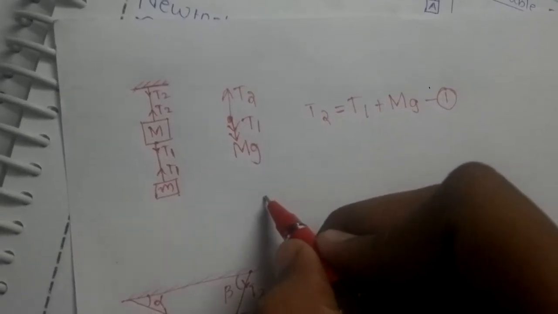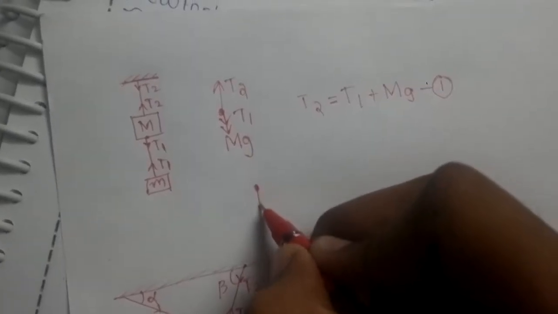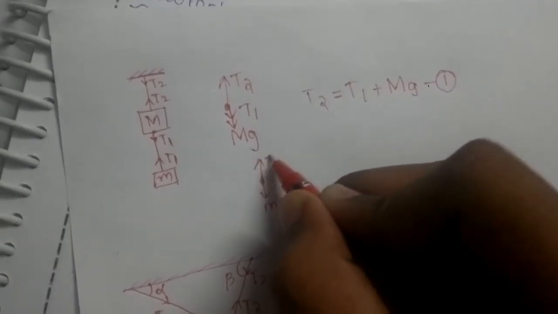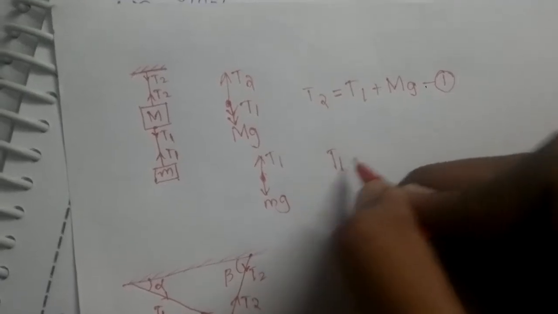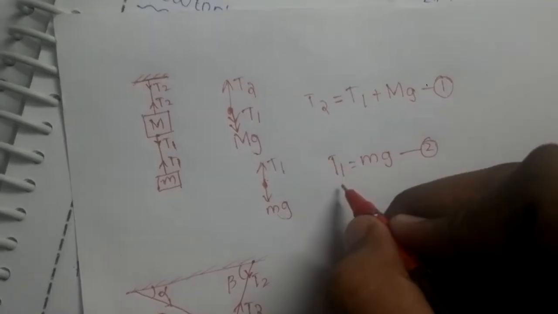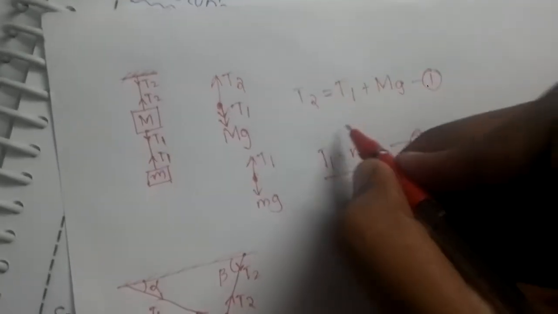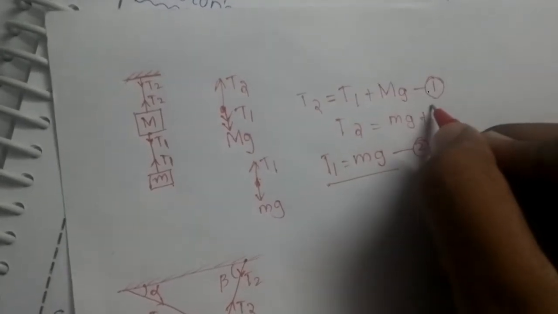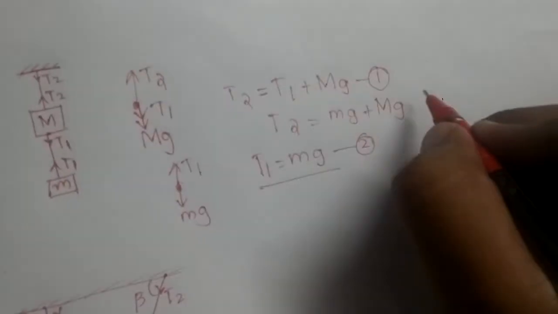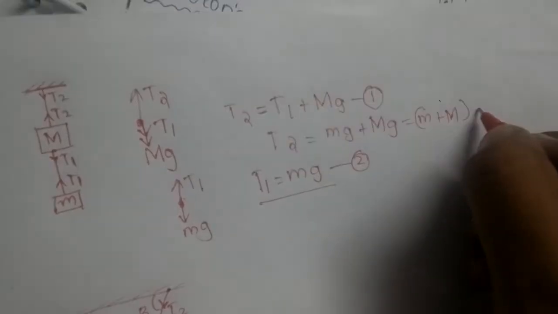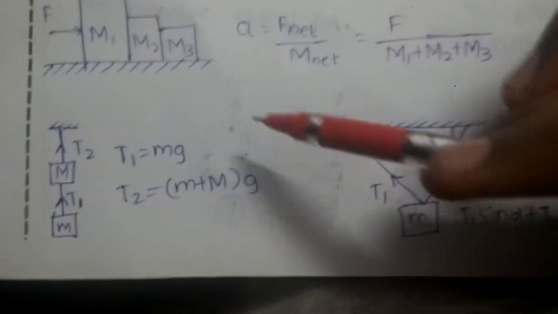And drawing the FBD of small m, mg will be acting downwards and T1 will be acting upwards. That implies T1 is equal to small m into g. This is equation 2. We got the value of T1. Substituting it in equation number 1, we get T2 is equal to mg plus capital M into g, that is small m plus capital M into g. Here we go, we got the same results.